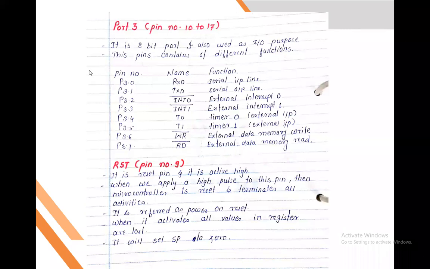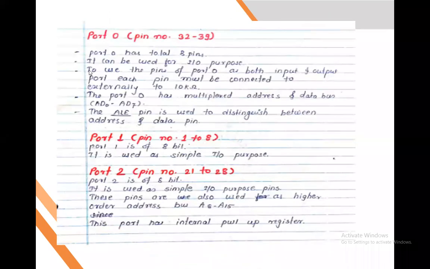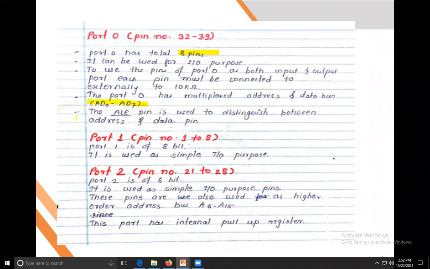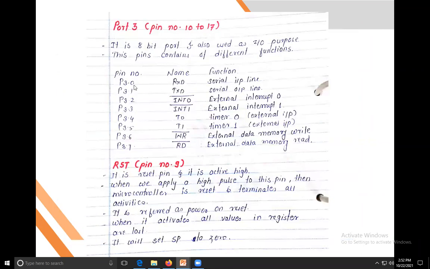Port 0 is pin number 32 to 39. These total 8 pins are used for both input and output. I am discussing AD0 to AD7. After that we are discussing the ALE pin. Then port 1, port 2 we are discussing. Then port 3, see I am writing here.